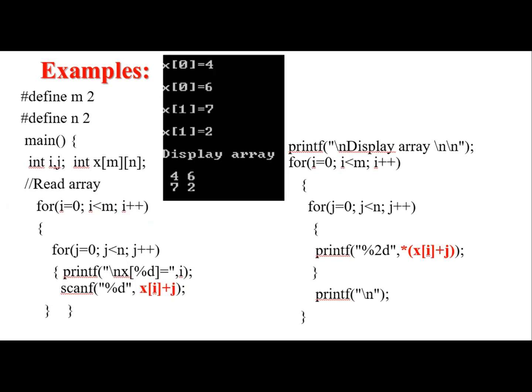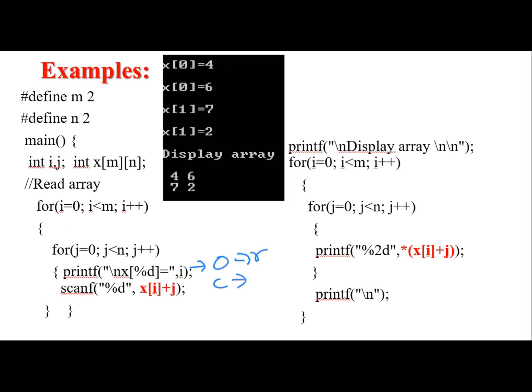Then we write x of I, where I is the row. So x of 0 first indicates row 0. scanf will read the value from the user. So we have x of 0, and I entered the number 4. Then again, we are still in the same row I, so that indicates we are in row number 0.